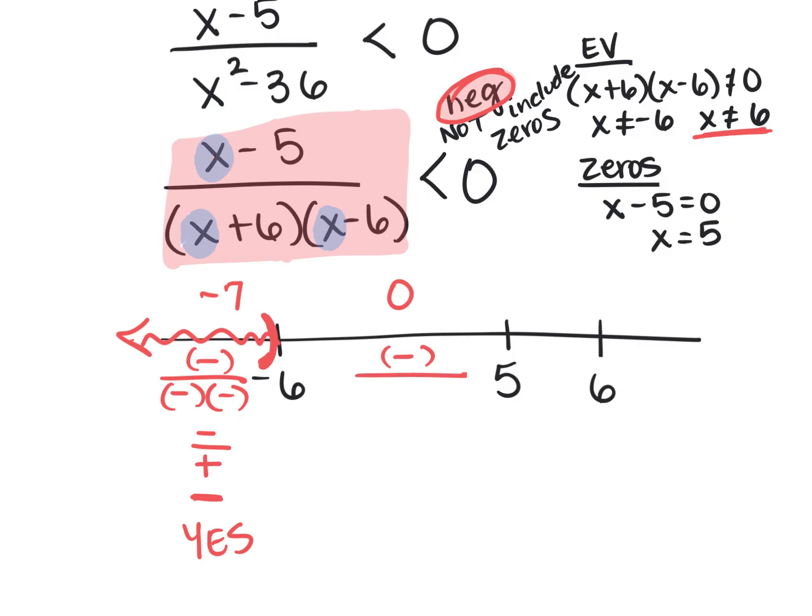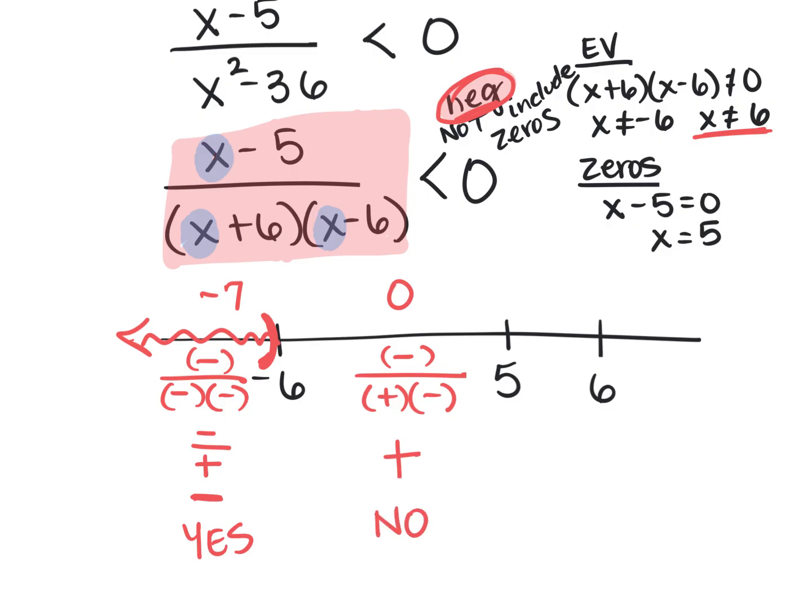In the bottom, I have 0 plus 6, so that's a positive, and then 0 minus 6 is a negative. So a negative divided by a negative makes that whole set positive, but we want, again, the negatives up here, so this is not in my solution set.